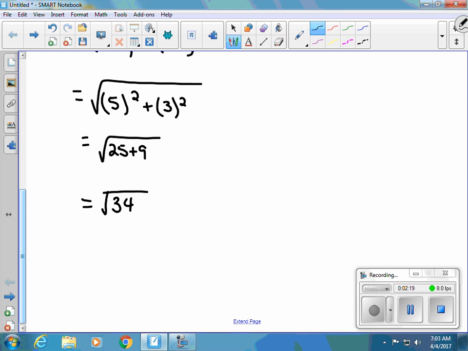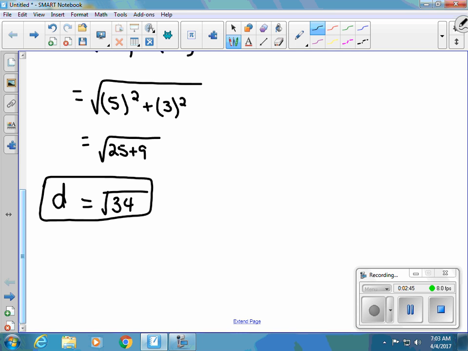Now, this is the part that most students have troubles with. If you were to have a perfect square that would go into 34, you would break this down. In this case, we don't. So our distance between our 2 points is the square root of 34. Leave it in radical form. Do not simplify or do not give me an estimation.